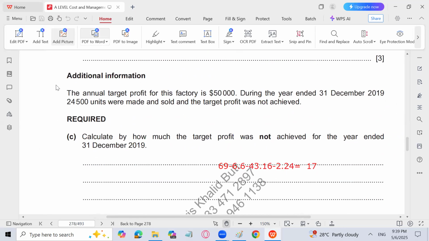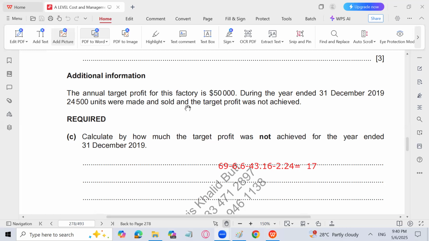So we have calculated the contribution per unit for this part. The second part is this: the annual target profit for this factory is 50,000. So basically we want to achieve a target profit of 50,000 during the year ended 31st December 2019. 24,500 units were made and sold, and the target profit was not achieved. Calculate by how much the target profit was not achieved for the year ended 31st December 2019.